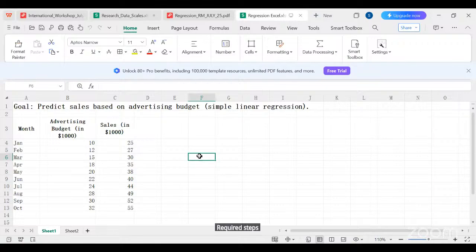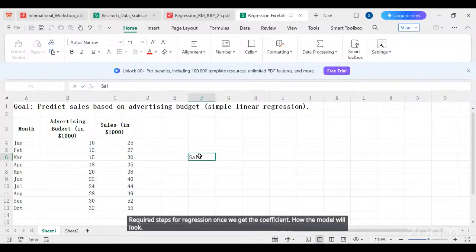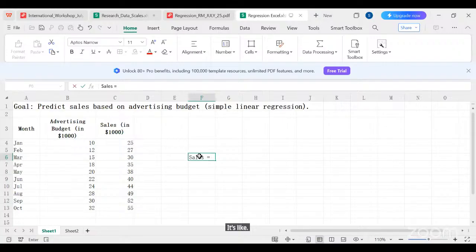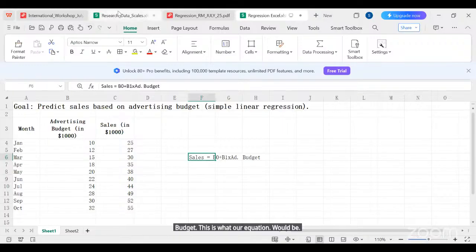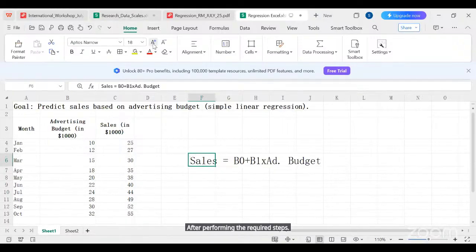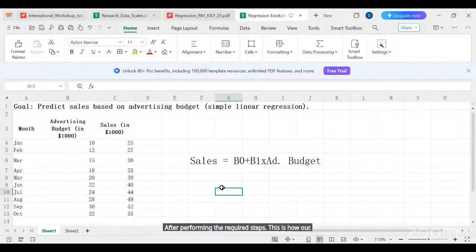After performing the required steps for regression, once we get the coefficients, the model will look like: sales equals beta naught plus beta 1 into advertising budget. This is what our equation would be after performing the required steps. This is how our regression equation would be, that is y equals beta naught plus beta 1 x.